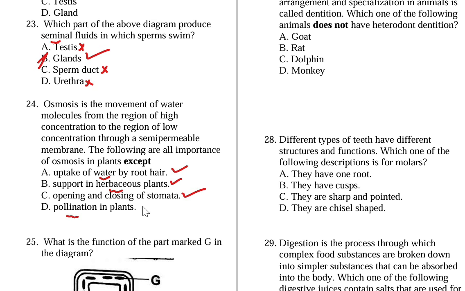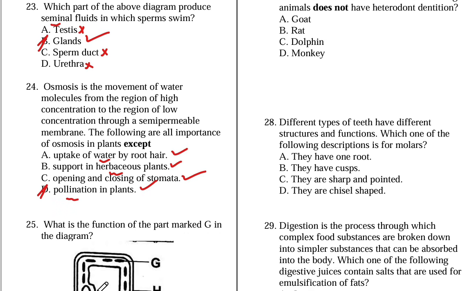That one is not osmosis. Pollination is diffusion. Therefore, the answer is D. So the pollen grains move from the anthers, where they are highly concentrated, to the stigma, where they are less concentrated, and therefore it is diffusion, not osmosis.